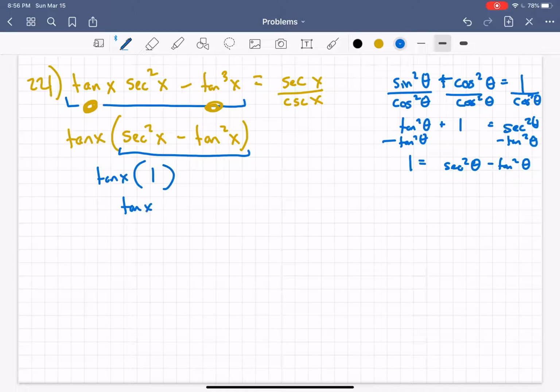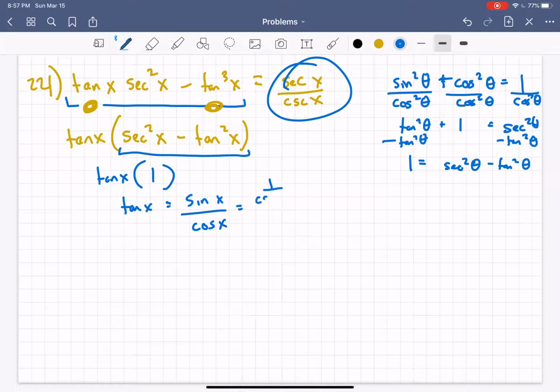So then we have tangent x. But that's not what we're going for, right? So we have to keep working even though we got to the most simplified thing. So tangent, using the quotient identity, we know we can do sine x over cosine x. But then we're still not there, because we want secant and cosecant. So let's use our reciprocal identities. Sine is 1 over cosecant. Cosine is 1 over secant.